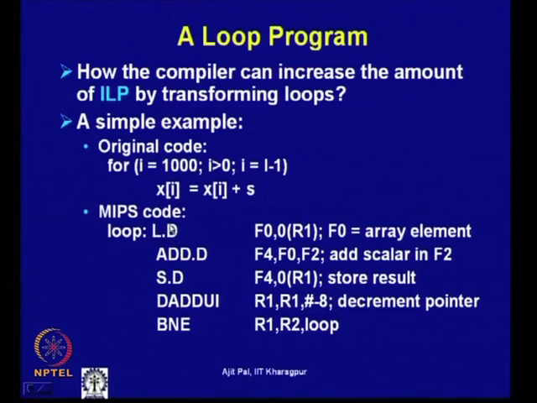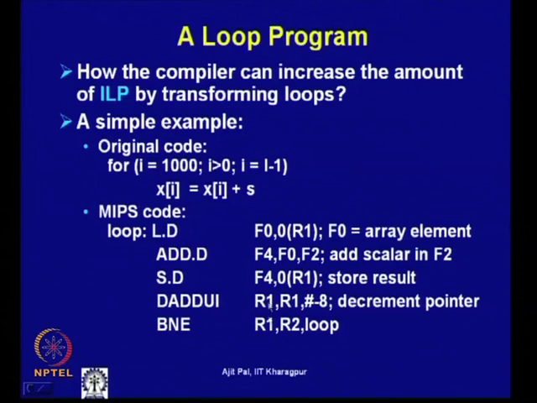First of all you are loading the value into a register; F0 is the first array element you are loading. Then you are performing the addition operation, assuming that the constant scalar value is present in register F2. The content of F0 and the content of F2 are added, and that is being stored in F4, and then you are storing the data in F4 using register R1 as the pointer, and the result is being stored.